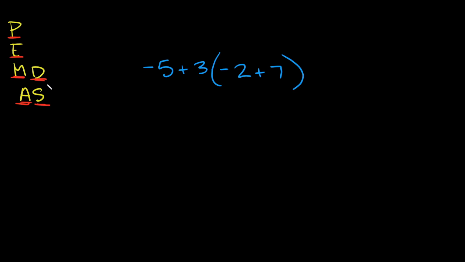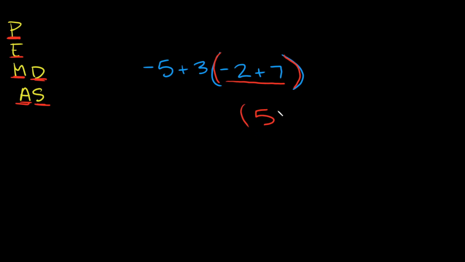When you're working through a problem, you basically just start at the top and work your way down. So we're gonna start at the top. Parentheses. Do I have any parentheses in my problem? Well, yes, I do. I have some parentheses right here. So that means that's where I'm gonna start. So let's simplify what's inside of our parentheses, which is this -2 plus 7. So what is -2 plus 7? Well, that would be positive 5.